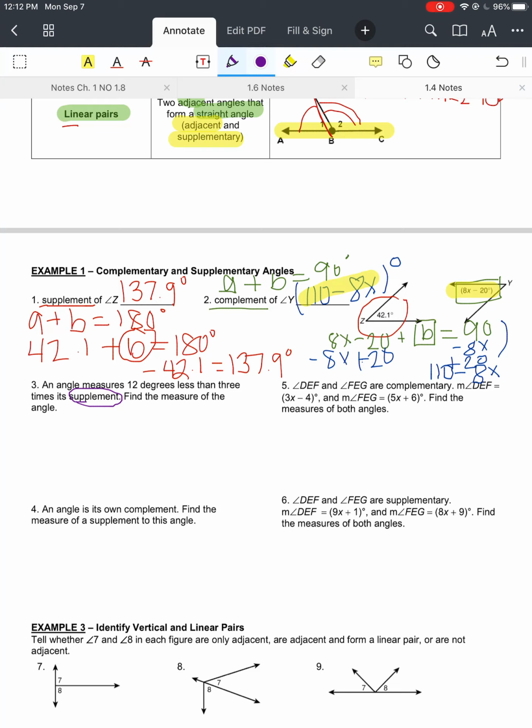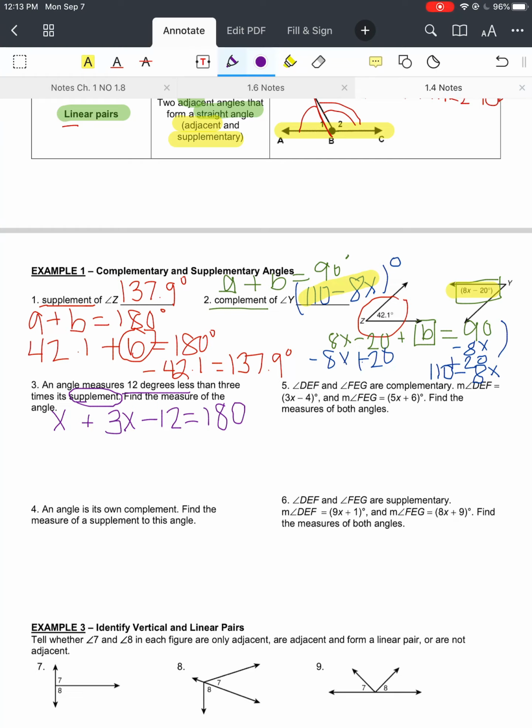And then they say an angle measure is 12 degrees less than 3 times its supplement. Well, 3 times would be 3x, and 12 degrees less would be minus 12. So this is the one angle, and then the other angle would just be x, because this is an angle measure. The other one is 3 times minus 12 less than that. And we're trying to find, first, x. So we're going to set these equal to 180, because again, they are supplementary.